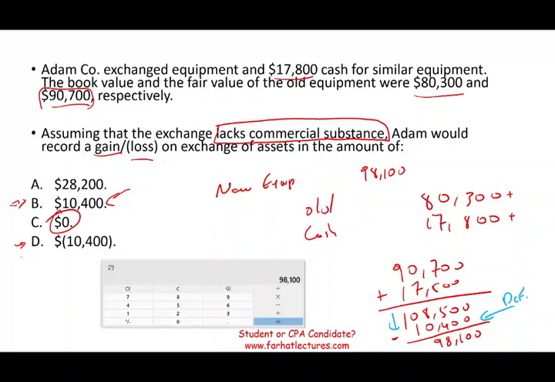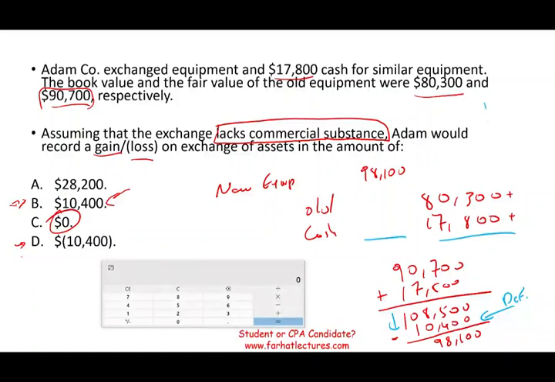So 98,100 minus 80,300 to see if my entry balances, minus 17,800. You got it. Okay, zero. So now my total debits equal my total credits.